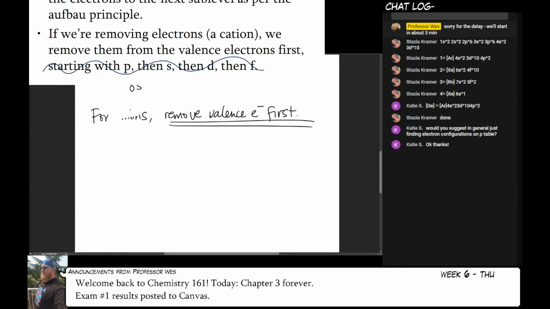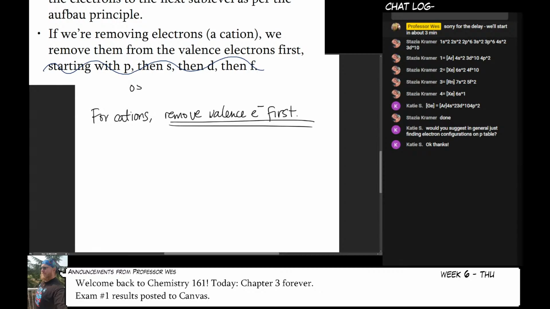And then I wrote the wrong ion here. I want the positive ion. I don't know why I wrote anion. It's because I'm being triggered by my cat. I didn't want to write the word cation. There we go. For cations, remove the valence electrons first.